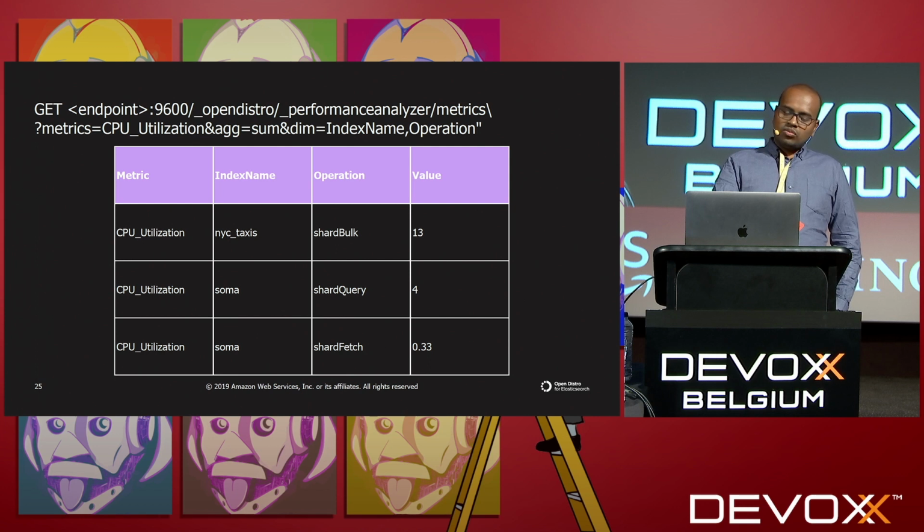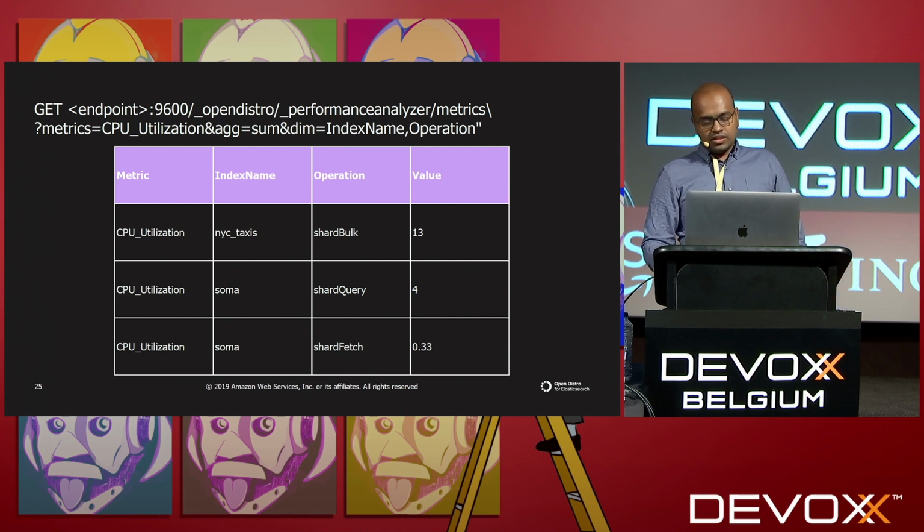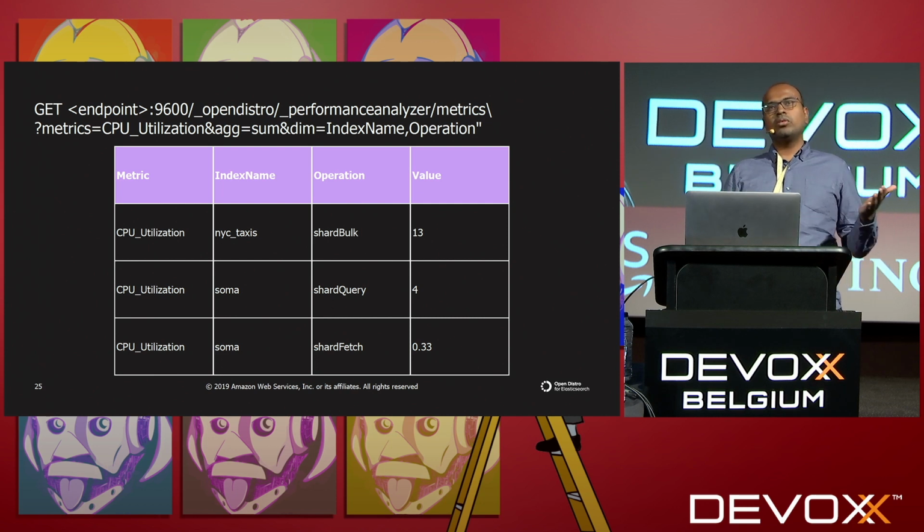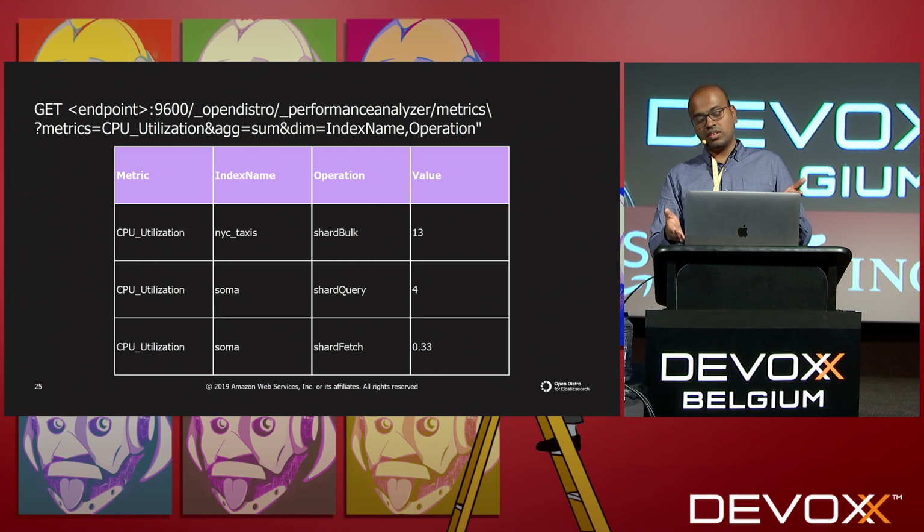As you can see, the query is taking 4 cores, and fetch is not CPU intensive in this case, it's just using 0.33. But you can think about ways in which, in some cases, fetch might use a lot of CPU, if your search is cheap but you're actually pulling a lot of data.